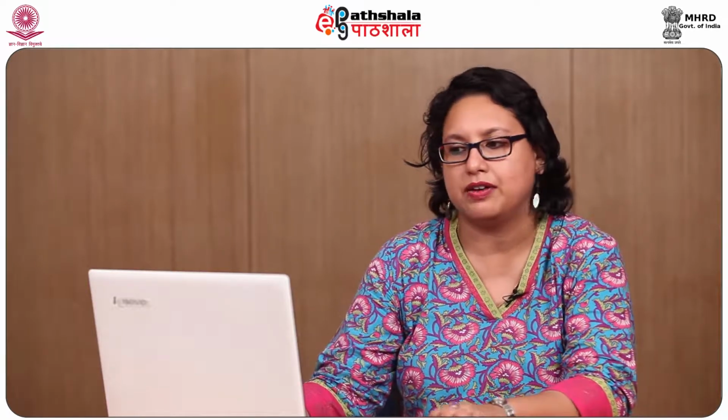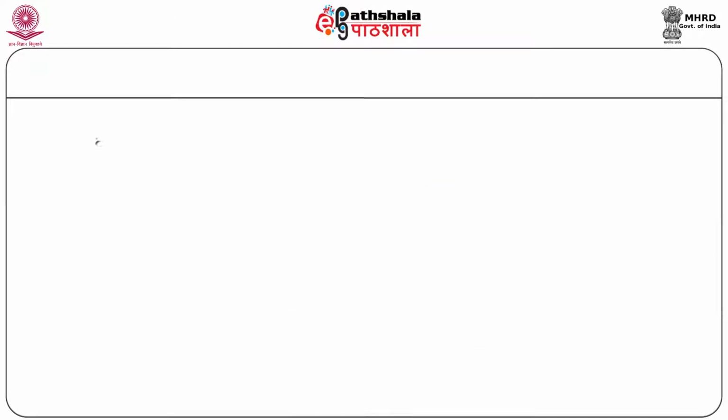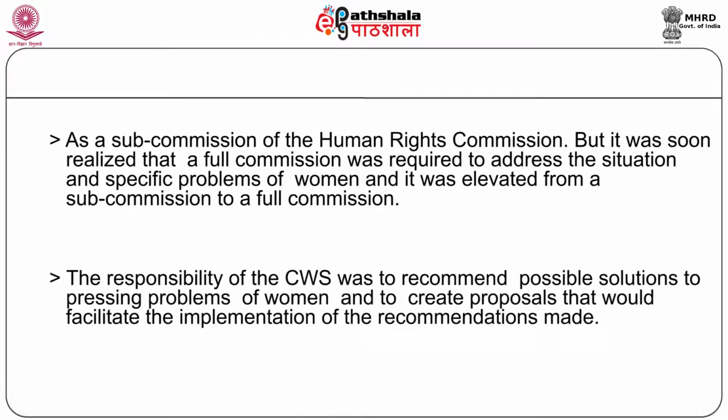If we look at the history of this concern for women and their fundamental rights, we can look at the CSW. The CSW was first established in 1946 as a sub-commission of the Human Rights Commission, but it was soon realized that a full commission was required to address the situation and specific problems of women, and it was elevated from a sub-commission to a full commission. So what happens here is that the ethical look at human rights, in this case, focuses itself particularly on women's rights. The responsibility of the CSW was to recommend possible solutions to pressing problems of women and to create proposals that would facilitate the implementation of these recommendations.